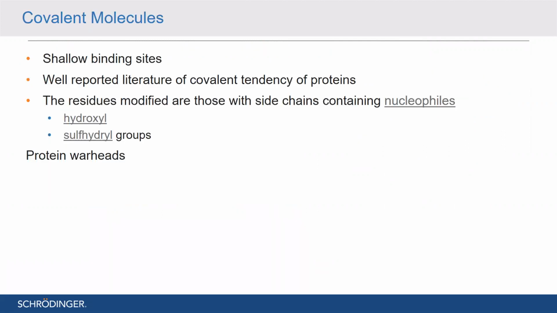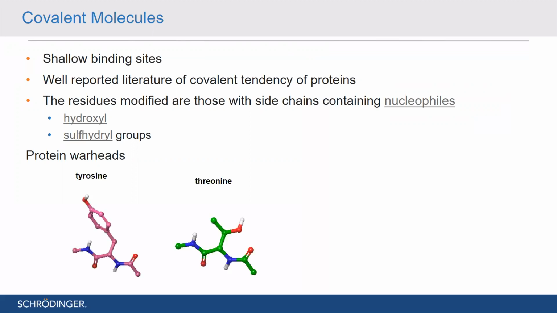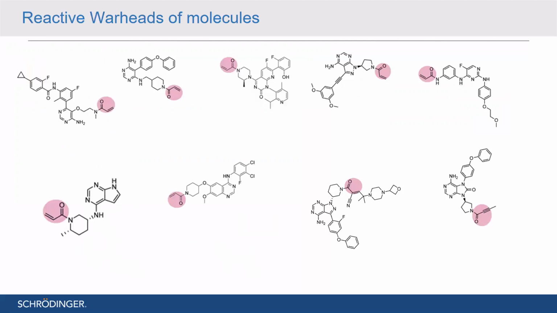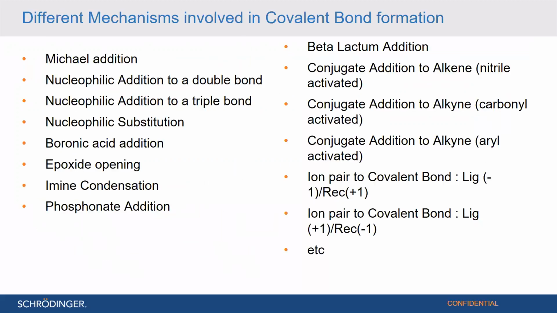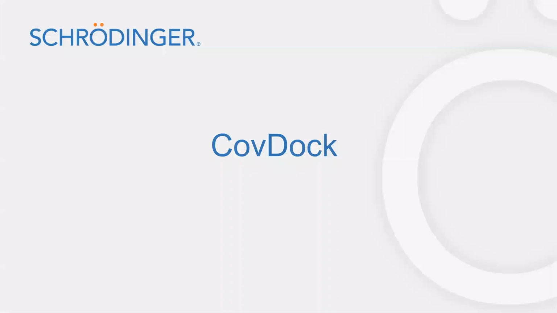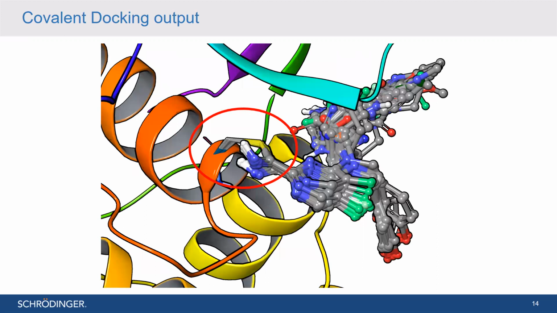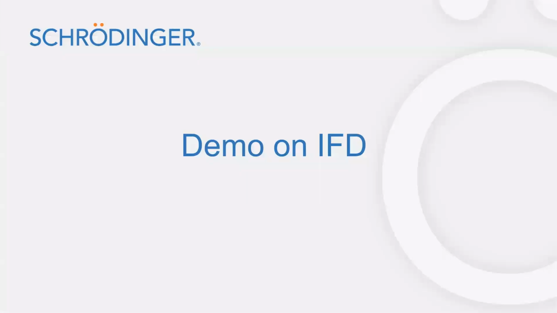Now, a shallow binding site will be used, and the receptors should have the tendency to form this. Usually, tyrosine, threonine, and cysteine are the ones that form the covalent bond. These are some of the reactive warheads that are going to be used, and there are various well-known reactions. I'll show you the covalent interface and let me explain how the covalent bond forms. I'll show you the demo now.